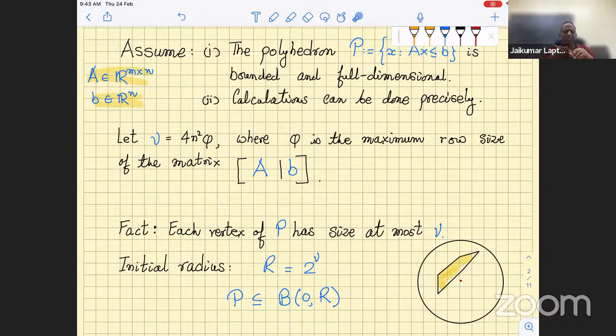Essentially, when you try to store it in a computer, this is the number of bits you will need. And maybe after each number, you will have to put some little marker which says that the next number is starting. And for that, you keep this additional n. Let us define this to be nu. So it is basically polynomially related to the number of bits in any row of this matrix.